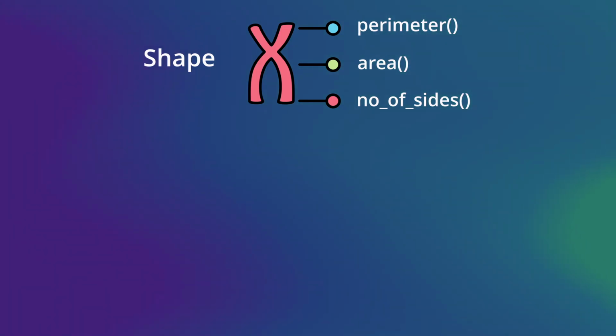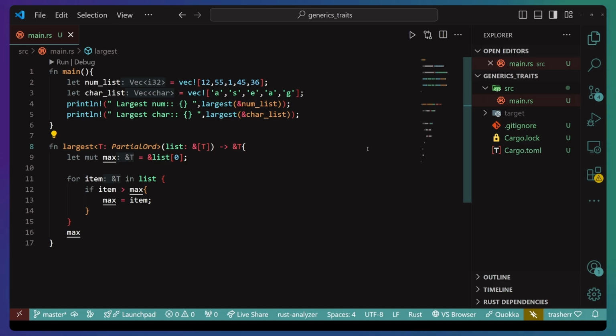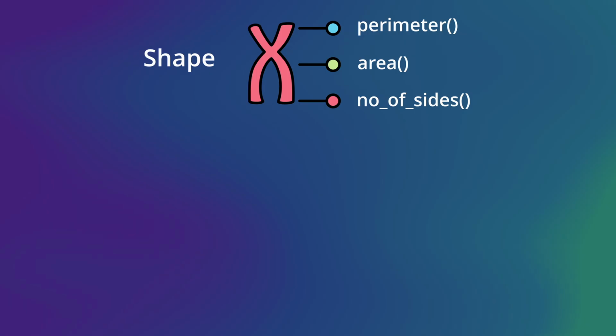Now if we take a look at the code which we wrote for the generics, we can see we used a trait here. Now this is called trait bounds, which is used to specify the behavior that a generic type will have. Let's take a look at an example to better understand their use case.